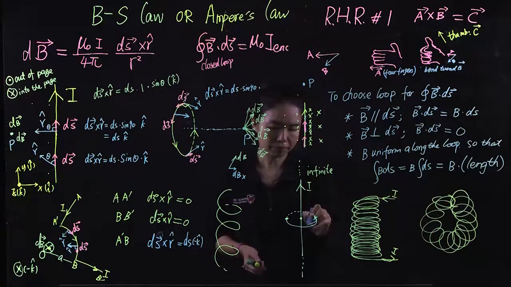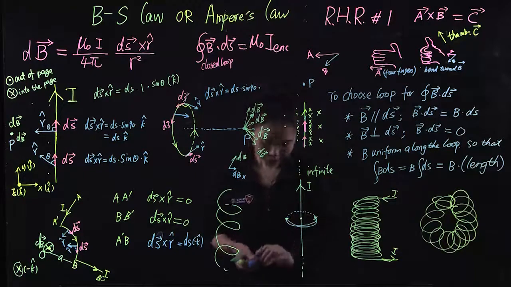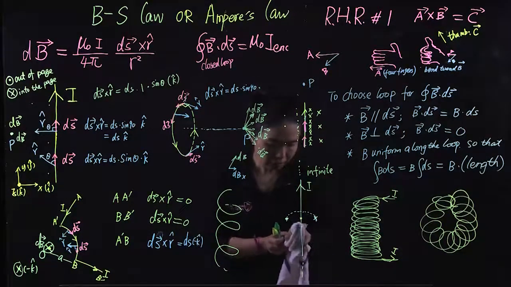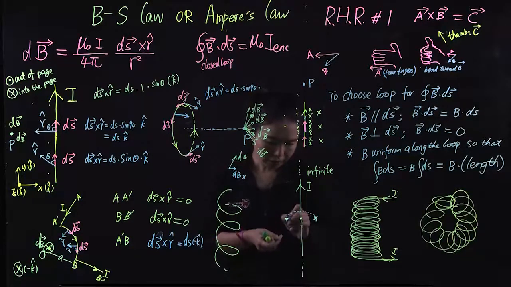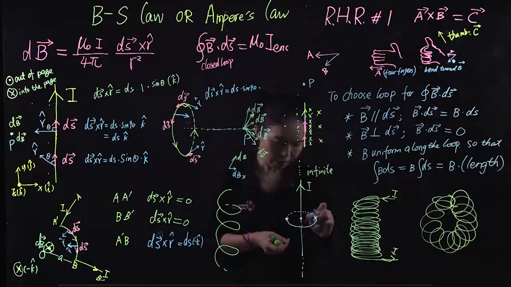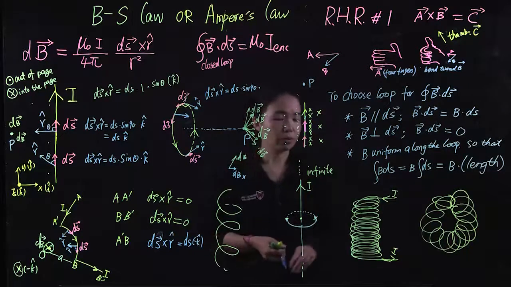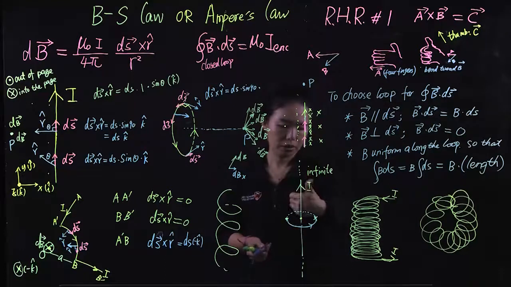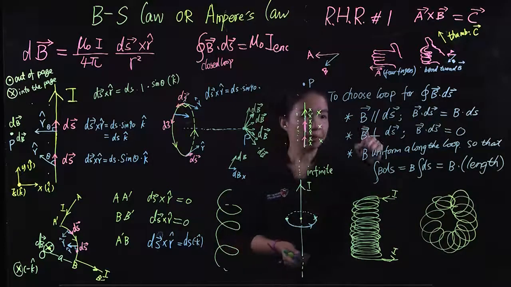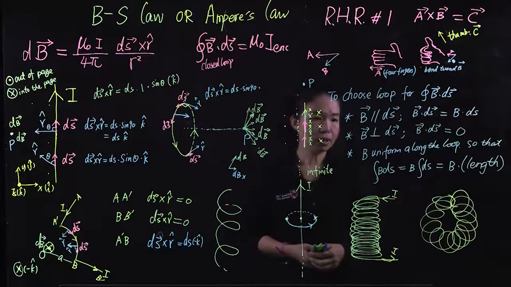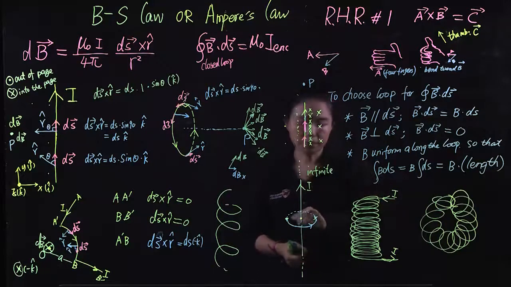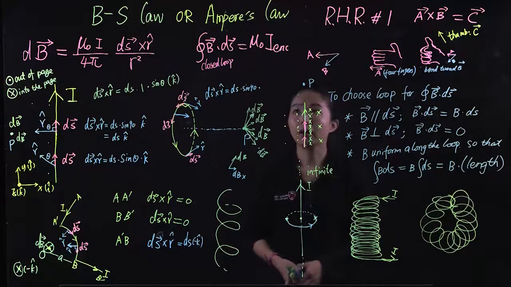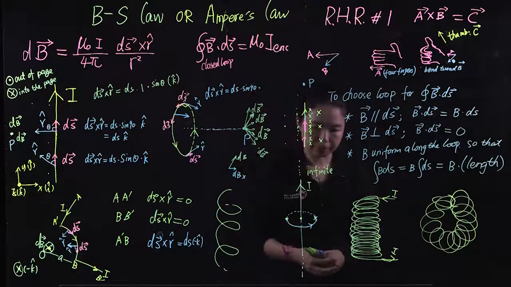Okay, that's your path. And we know that the B field is going to follow this path everywhere. In that case, we find a loop which is parallel to the B field, so that B dot ds becomes as simple as B multiplied by the total length of this loop, which is 2 pi r. And then you can easily solve the equation.